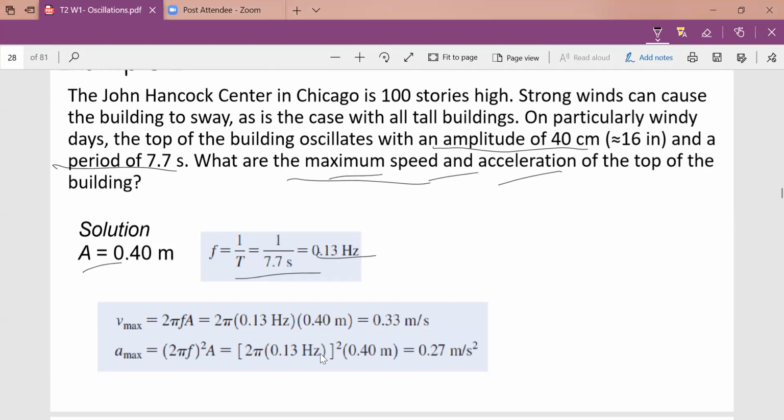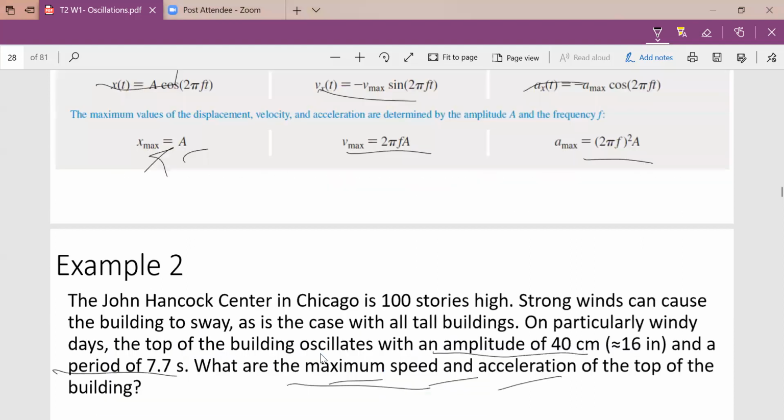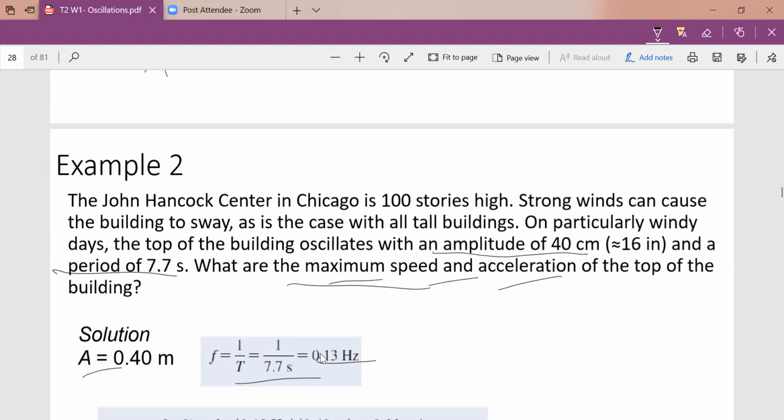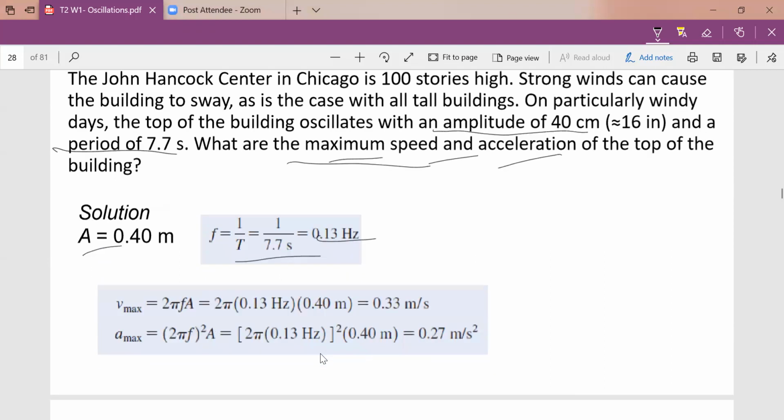Then we approach the first equation, which gives the maximum speed. We just apply this equation. Applying it, we have 2 pi, which is a constant, the frequency we have determined, and the amplitude given. And we can tell that the velocity is going to be 0.33 meters per second.